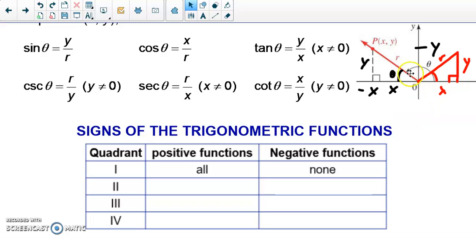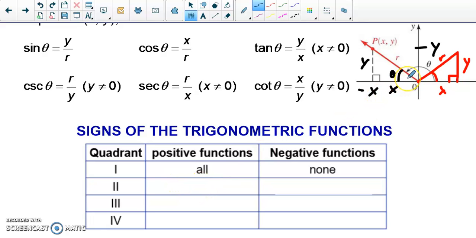Now, what about the second quadrant? So this is this one, right? Now we can see here, let me switch again to the black marker. If we have sine, it is y over r. It's positive. This is positive y, right? This is positive. It's the hypotenuse. So it's positive. So sine will be positive.